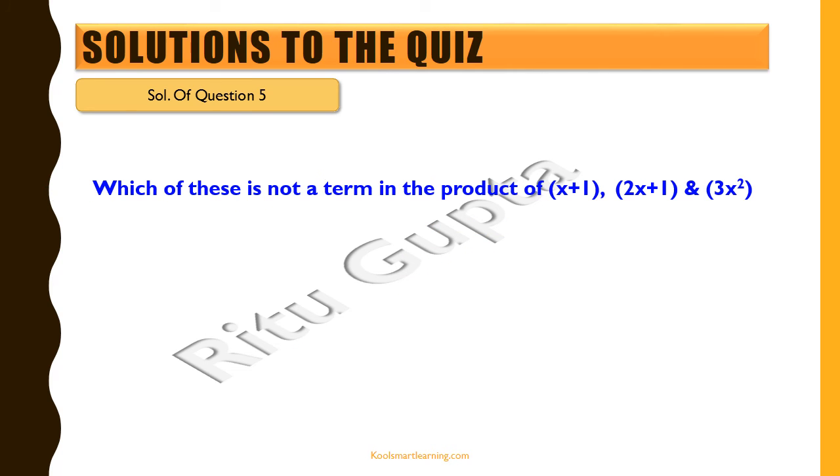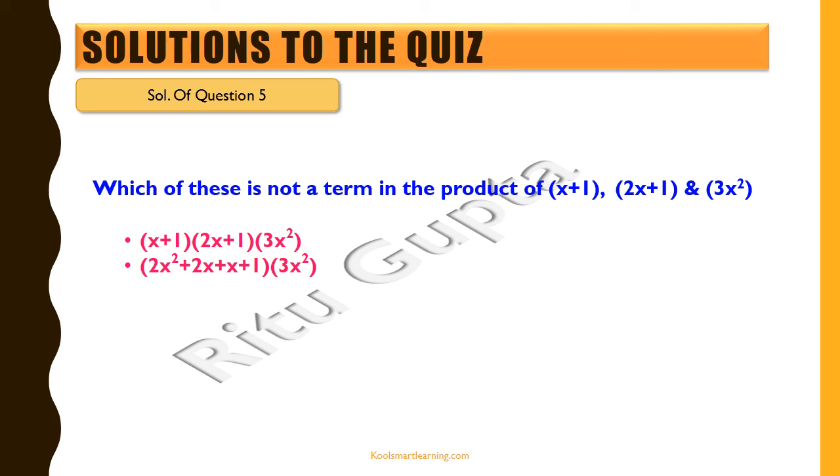Looking at the solution for the next question, we need to find the product of these three polynomials, and then we'll see which of these is not a term in this product. So let's put them together. I'm placing them without a multiplication sign because that's not really required. So let's first multiply the first two polynomials, x plus 1 multiplied by 2x plus 1.